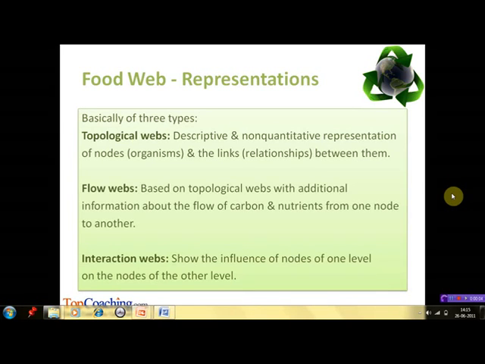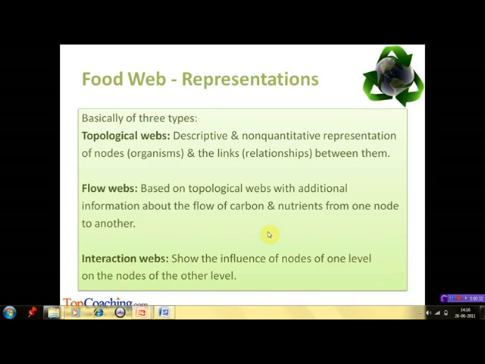Now let's see in how many different ways can we graphically denote a food web. There are basically three ways. The first type of representation of food webs is known as the topological webs. These are the descriptive and non-quantitative representation of nodes, that is the organisms, and the links, that is the relationships that exist between them. The second type are the flow webs.